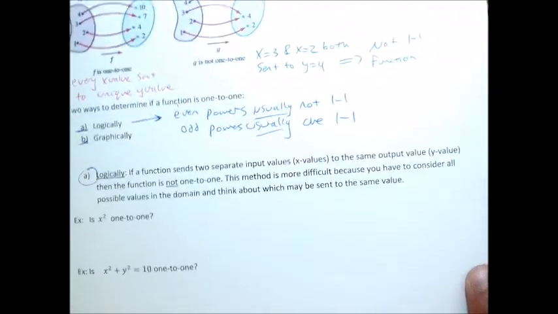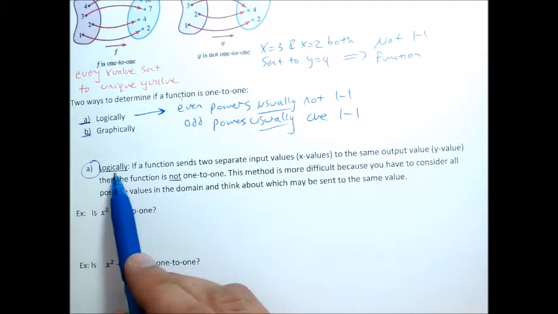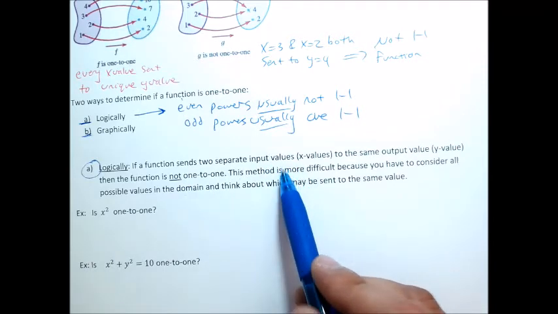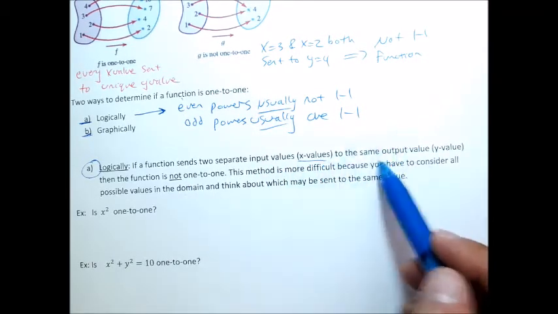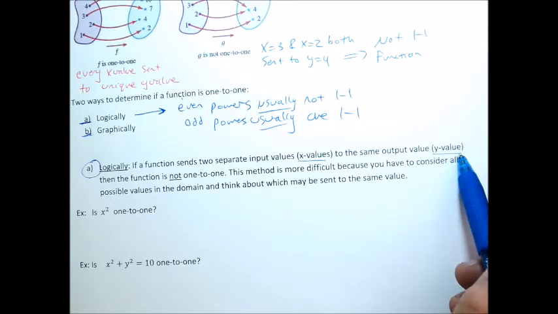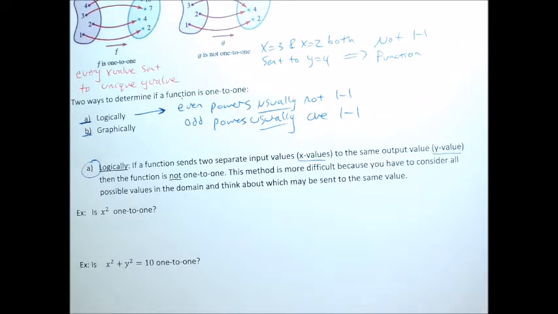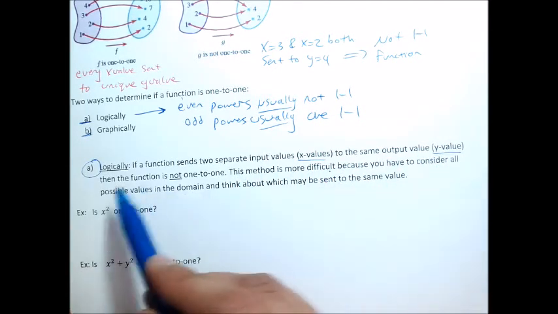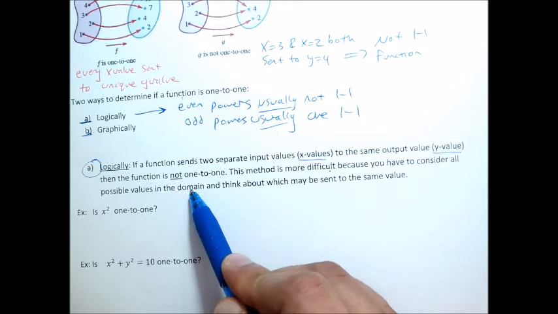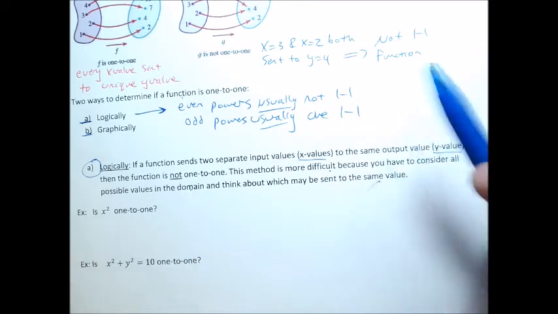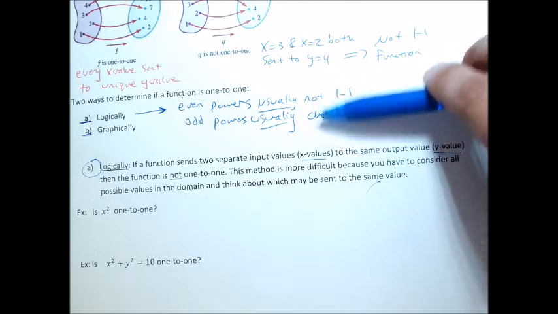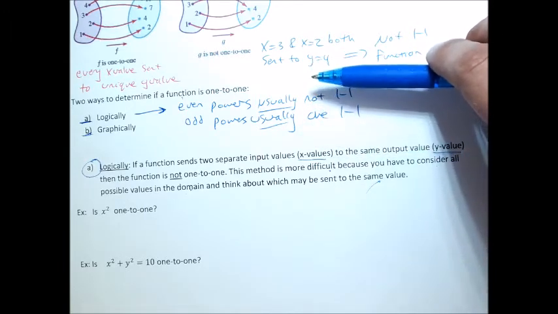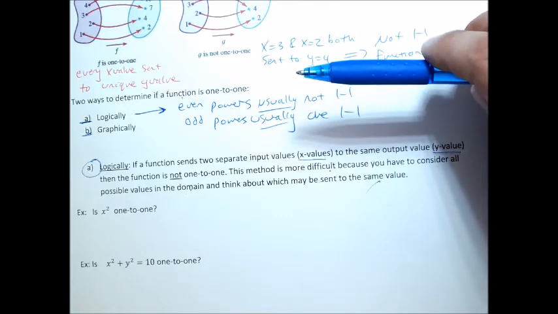Alright, so let's look at a couple examples. So logically, a function that sends two separate input values, which we think of as x values, to the same output value, which we know as y values. And so you just have to think about if that's going to happen. And like I wrote here, this is usually a little bit more difficult because you have to consider all the possible values in the domain and think about whether or not they get sent to the same value. But you should use this as a guiding principle, right? If it has even powers, it's usually not, and if it has odd powers, it usually is, and use that as a guiding principle to help you think about that.